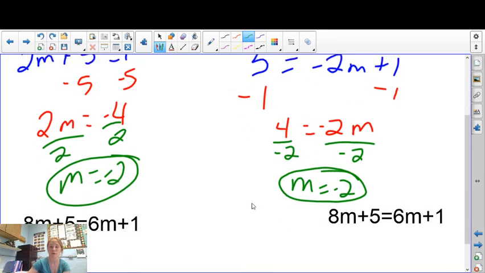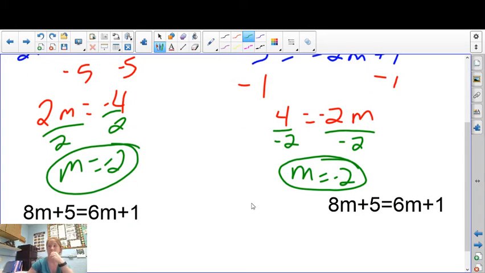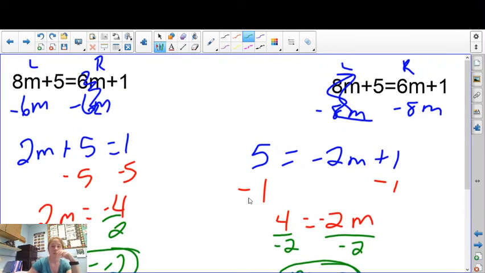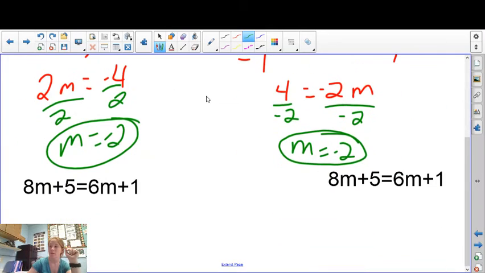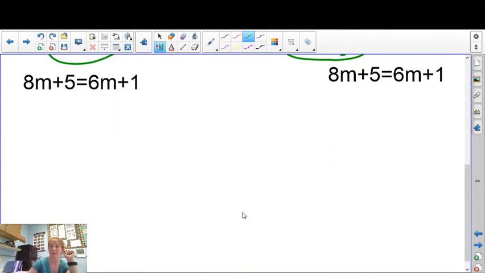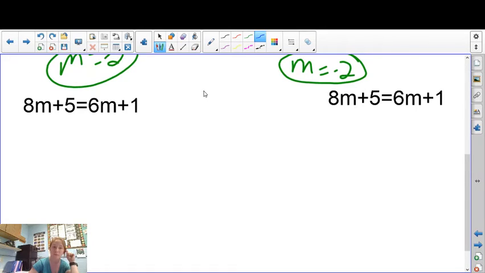Probably helps if I scroll down a little bit so you can see them. So first we've moved the variables. My next 2 are by moving my constants. Now remember, a constant is a number all by himself with no variable attached. So 5 is a constant and 1 is a constant. So let's get the constants on the left side. So I'm going to start by subtracting 1.